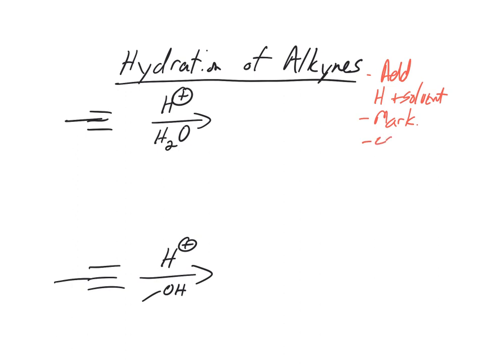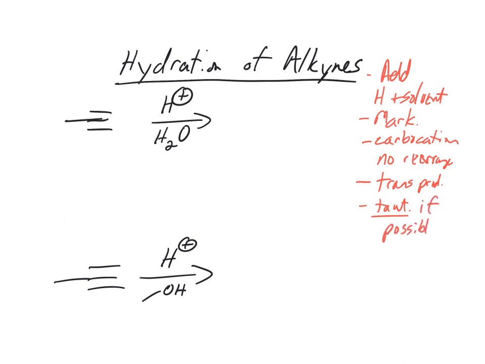We're going to go through a carbocation, but not the kind of carbocation that rearranges. So it has a carbocation, no rearrangement. And we're going to get that trans product, which then actually is going to end up being tautomerized. We have tautomerization here at the end, if possible. And we'll see that in a second.